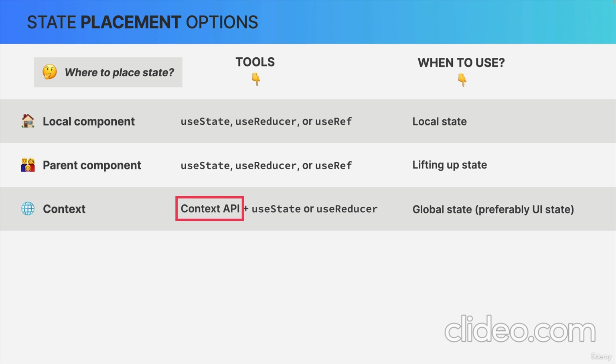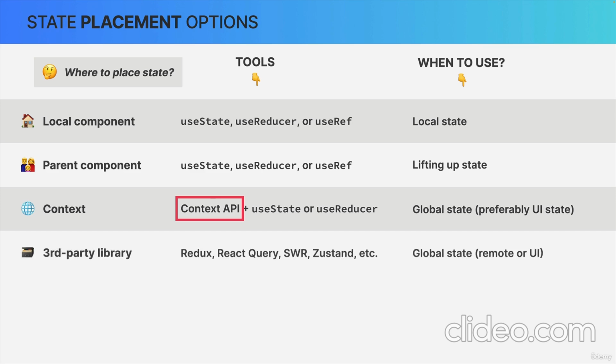So, if you need to manage remote state in a complex application, or just need a more efficient way of managing global state in general, you can opt for one of the many third-party state management libraries that exist in the React ecosystem. So you can place your global state into Redux, into React Query, or SWR, or Zustand, or one of the many other external state management solutions. And some of these solutions are suited for global remote state and some for global UI state, or both.